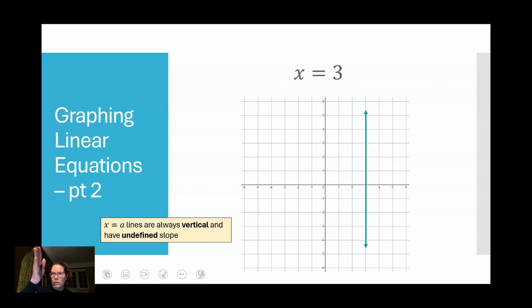An x equals a number line is always a vertical line. And you'll notice here we have an x-intercept, but there is no y-intercept. It's parallel to the y-axis, so it is never going to cross that y-axis. The y-intercept does not exist. These vertical lines, x equals any number, are always going to be those vertical lines.